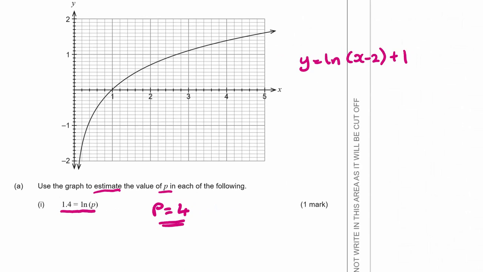Now think about these transformations. The x minus 2 is going to move us 2 units this way, and the plus 1 is going to move us 1 unit up. That means that instead of the asymptote being the y-axis, the asymptote is now going to be the line x equals 2.